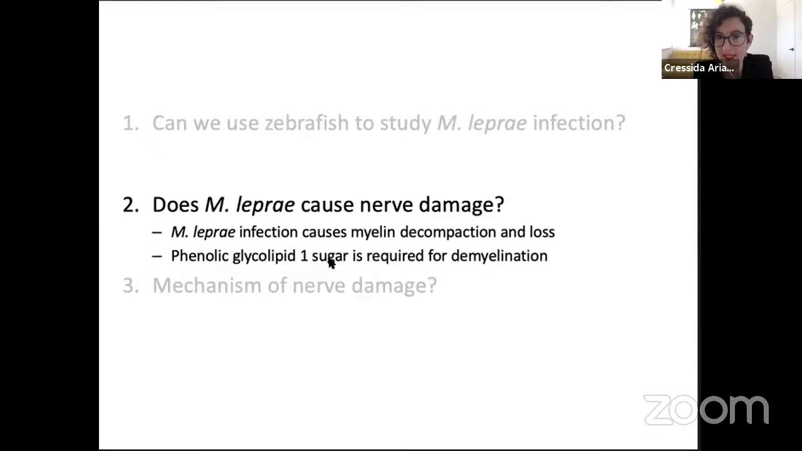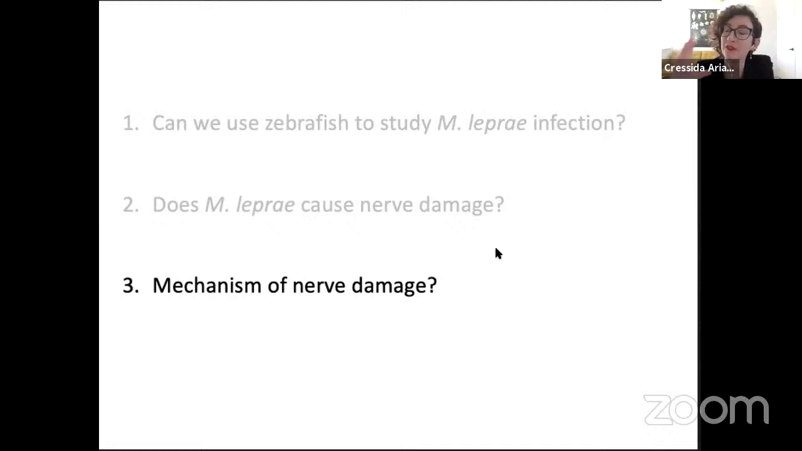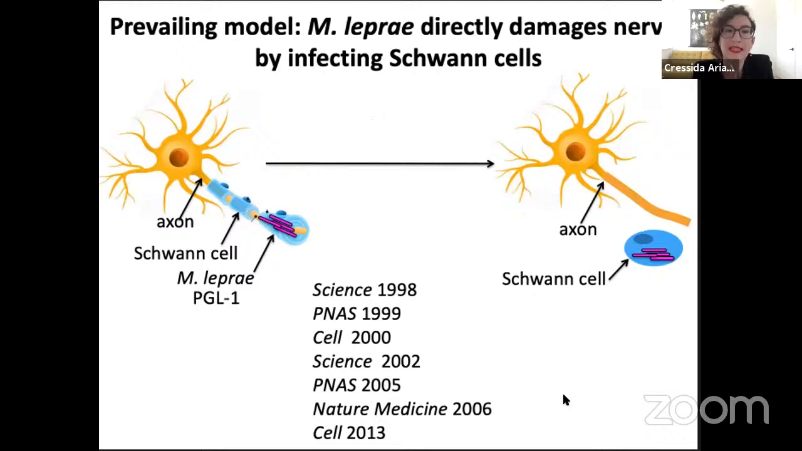So of course, this is very interesting and satisfying, but I was really curious about what's the mechanism of this nerve injury, right? Because we had this very nice paradigm that had already been set up by these previous papers that implicates the importance of M. leprae getting into these Schwann cells, right? So this whole model is predicated upon the idea that M. leprae infects myelinating Schwann cells. And, you know, we wanted to see if that was happening in the zebrafish as well.